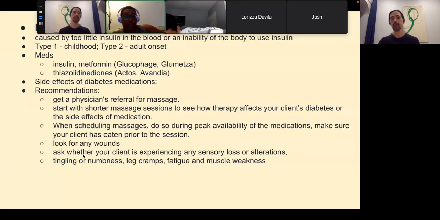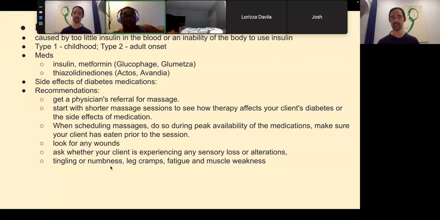Ask whether your client is experiencing any sensory loss or alterations. That means, are they having any hearing or vision disturbances? Are they perceiving things correctly? Is their balance all right? Can they feel normally? And then tingling or numbness. Tingling or numbness is a kind of sensory alteration. Those are called abnormal sensations, or paresthesia, abnormal feelings.